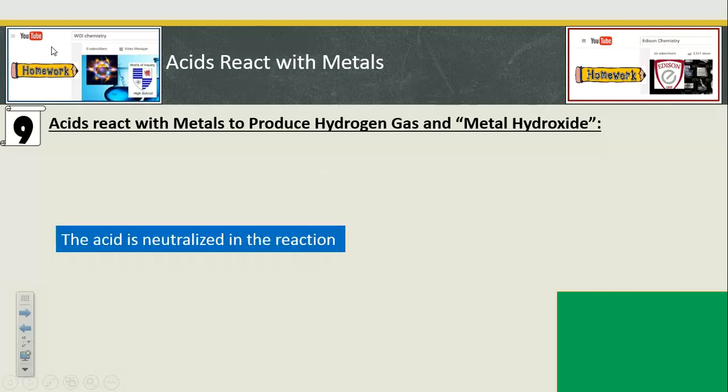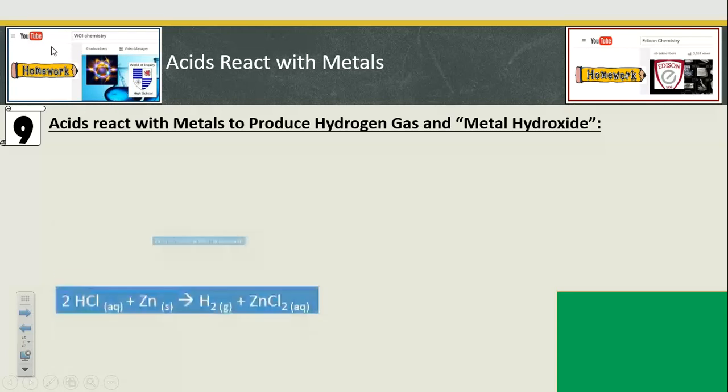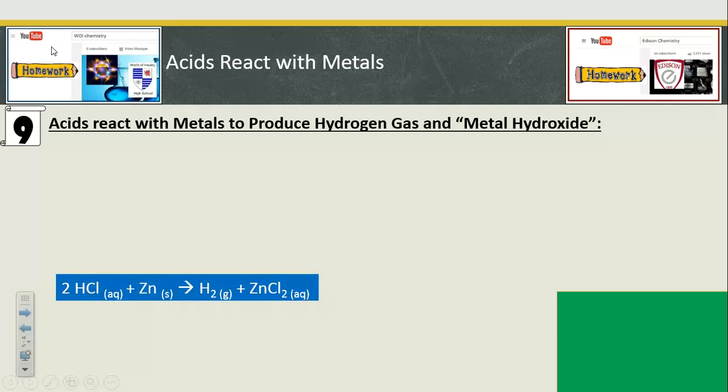The acid gets neutralized in this reaction, so the hydrogen ions that make the compound an acid become hydrogen gas, and so there's no hydrogen ions around to be an acidic acid anymore. For example, hydrochloric acid plus zinc makes hydrogen gas and zinc chloride. So the hydrogen gas, that H2 gas in this picture, comes from two hydrogens off of two different hydrochloric acid molecules combining to make hydrogen gas, H2 gas. The chloride ions hop onto the zinc to make the zinc chloride.